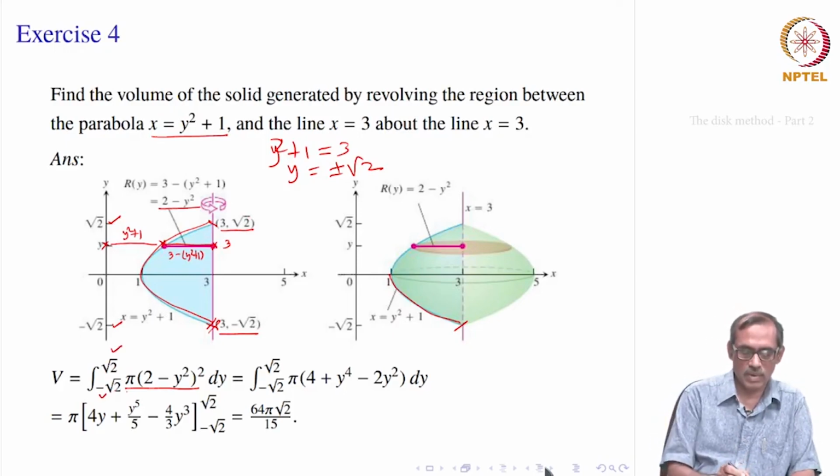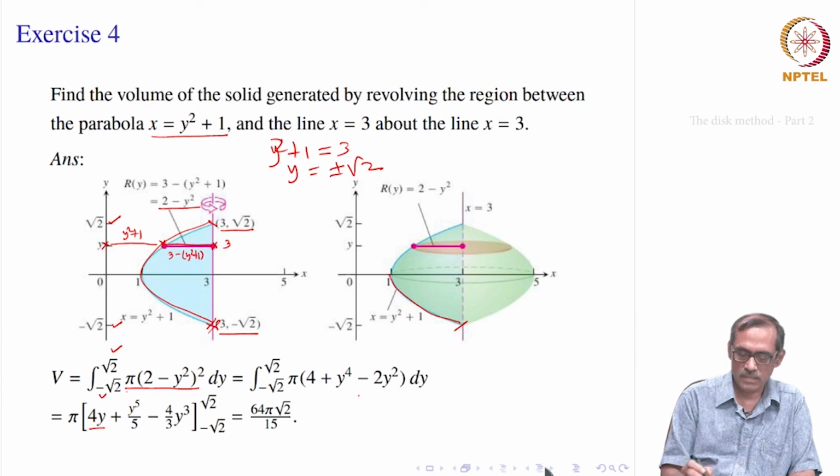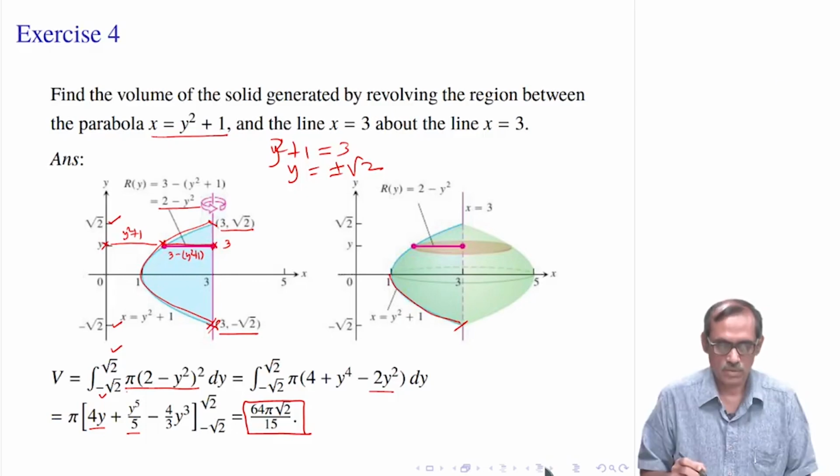So, we can write the volume as the integral from minus root 2 to root 2 of pi into (2 minus y square) square dy. Now you have to obtain the integral by expanding the whole square, that gives 4 plus y fourth minus 4 y square, and pi remains. The integral gives 4y plus y fifth by 5 minus 4 by 3 y cubed, multiplied by pi, evaluated at root 2 and minus root 2, then subtracted. If you simplify, you would obtain 64 pi root 2 divided by 15 as the answer. Okay. So, let us stop here.